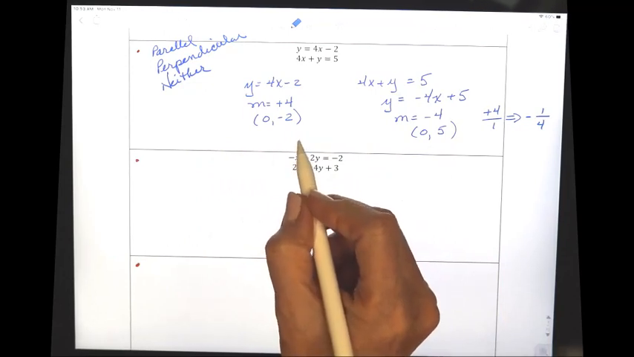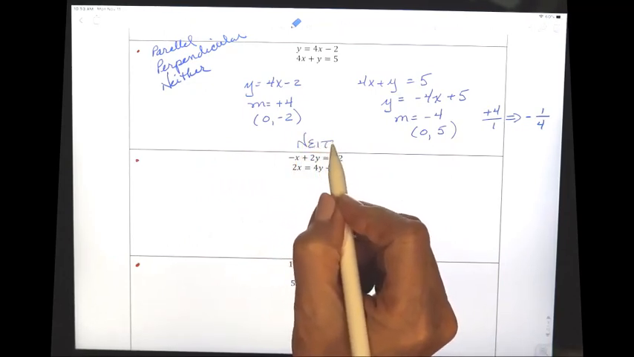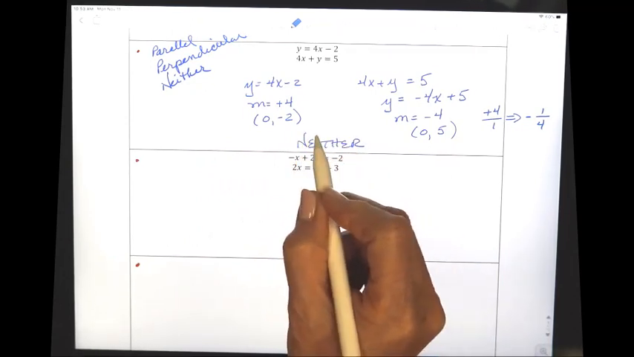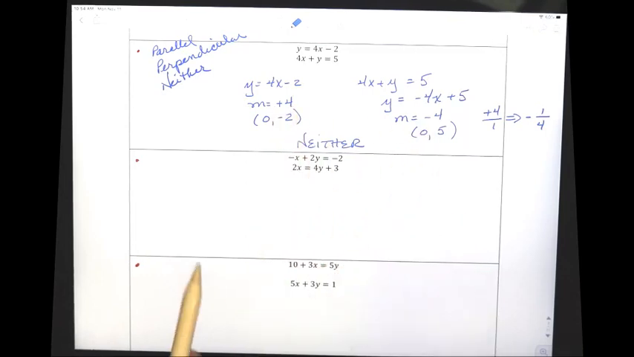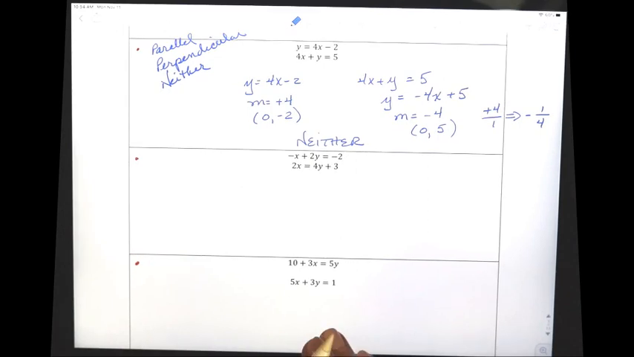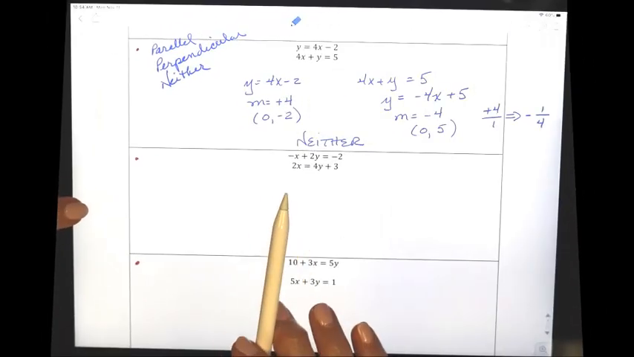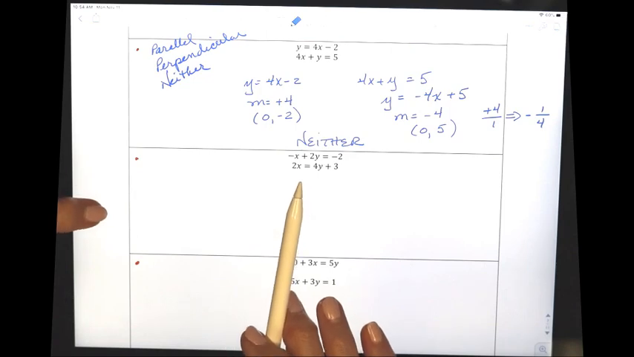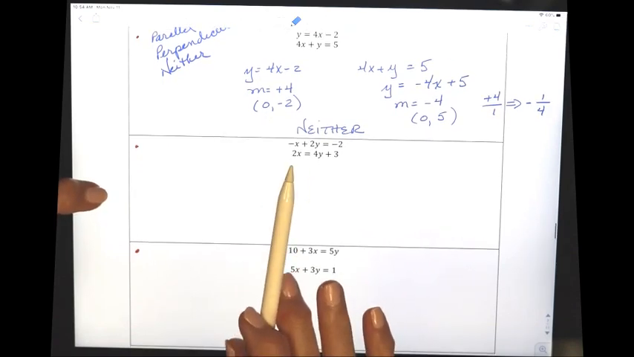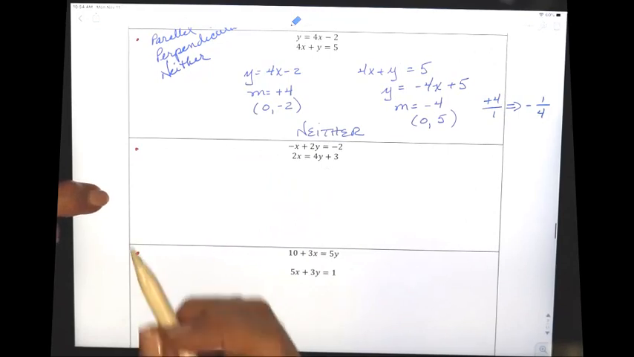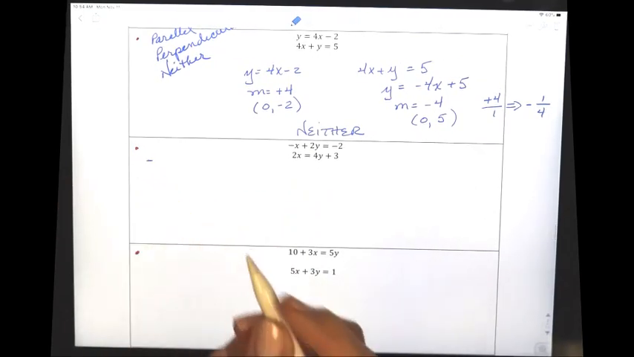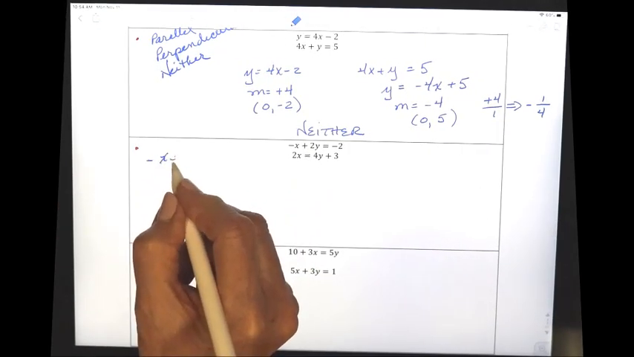So on this first example, I'm going to choose neither. These are not parallel because they don't have equal slopes, and they are not perpendicular because they don't have opposite reciprocals of each other. And continuing on, you can see my second example here. Again, neither of these is solved explicitly for y, so let me take the first equation and do that.